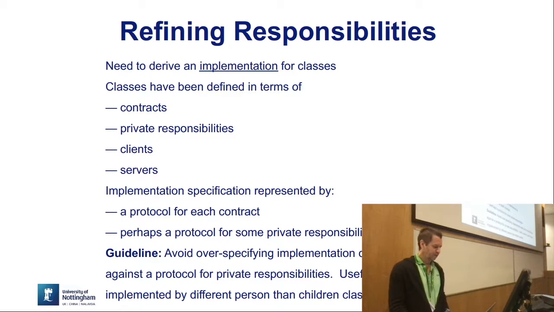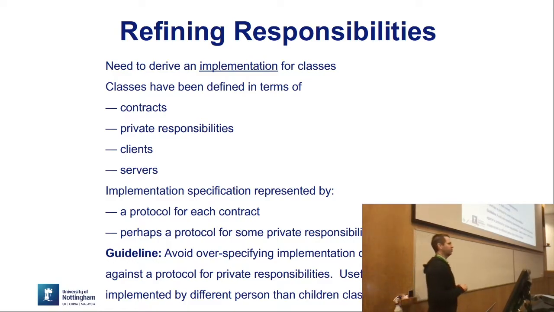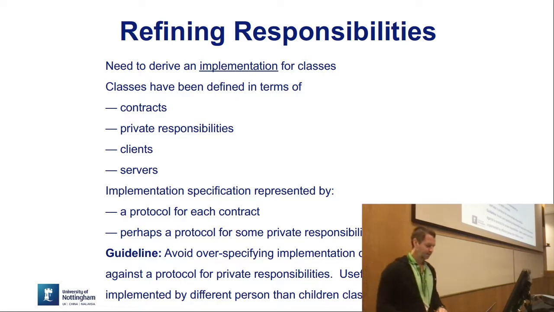So we need to derive an implementation for our classes, right? Our classes so far look like a set of contracts, responsibilities. They may take on the role of clients and servers. The implementation is represented by a protocol for each contract. In other words, the method name, the set of input parameters, and the return parameters. And maybe some protocols for private responsibilities, but we're not going to focus on the private responsibilities. We're going to focus on the public responsibilities.